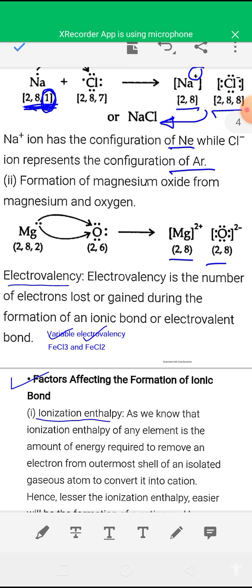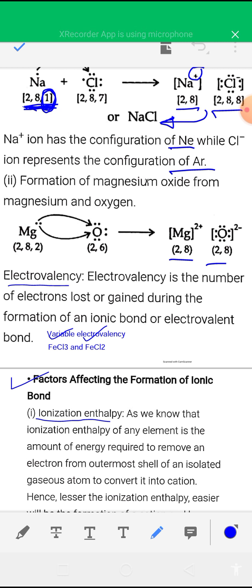Now see, what is electrovalency? Electrovalency is the number of electrons lost or gained during the formation of an ionic or electrovalent bond. For example, during formation of magnesium oxide, magnesium loses its 2 electrons, so its electrovalency is 2. Similarly, oxygen gains 2 electrons, so the electrovalency of oxygen is also 2. In FeCl3, the electrovalency of Fe is 3, and in FeCl2, the electrovalency of Fe is 2.